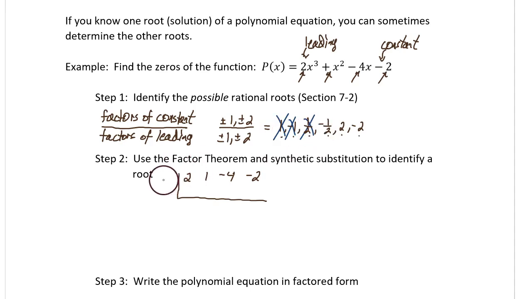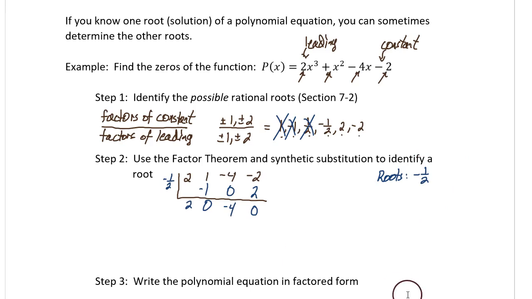Let's try the negative 1/2. Bring down the 2. 2 times negative 1/2 is negative 1. 1 minus 1 is 0. This makes 0. Negative 4 plus 0 is negative 4, and negative 4 times negative 1/2 is positive 2. When you add these together, the result is 0. The remainder is 0, therefore negative 1/2 is a root. So over here on the side, I'm going to write down the roots as I find them. One of them is negative 1/2.